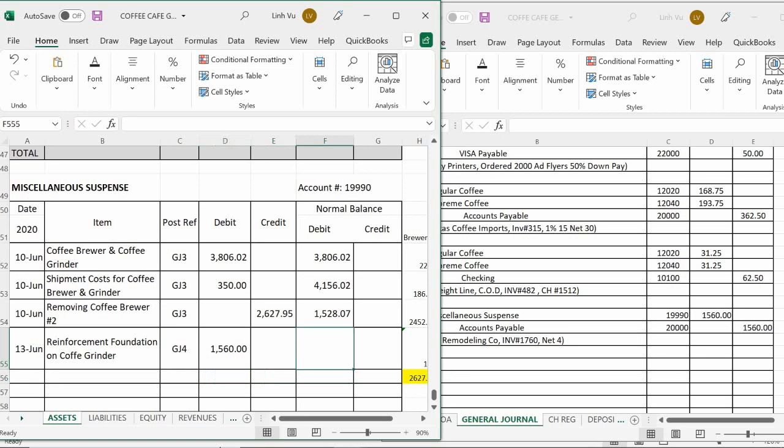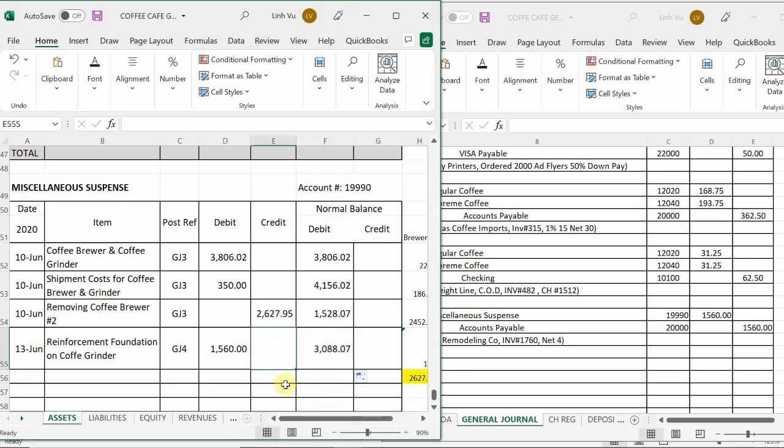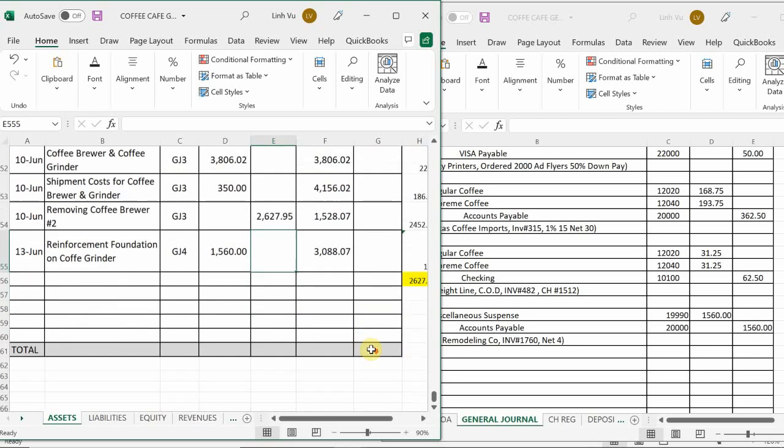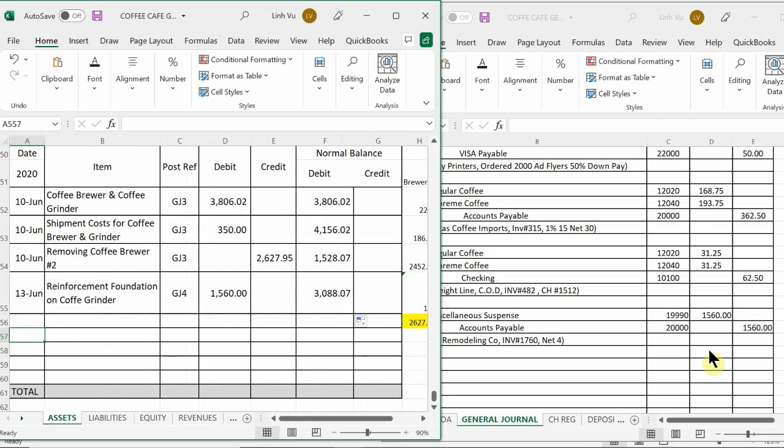So what is my total account balance in my miscellaneous expense account? $3,088.07. Since my coffee grinder is the only thing I have in here right now, that would be my current cost of the coffee grinder. I don't have to do my calculations on the side anymore because I already took out my coffee brewer. So the only thing left here is my coffee grinder.